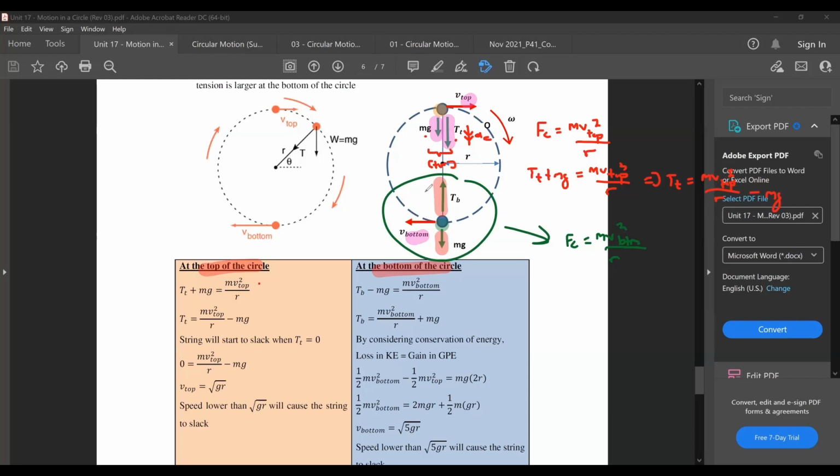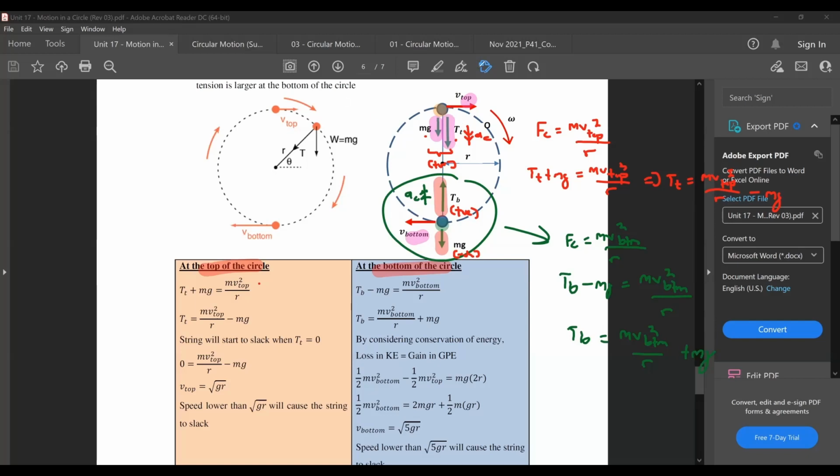Now here, my centripetal force again is directed towards the center of the circle, but this one is now upwards. So I look at the forces that are acting. TB, tension at the bottom, same direction as acceleration, will be positive. Mg opposite to my acceleration, it will be negative. So here I would say that TB minus mg is equal to mv bottom squared over r. So that TB is mv bottom squared over r plus mg.